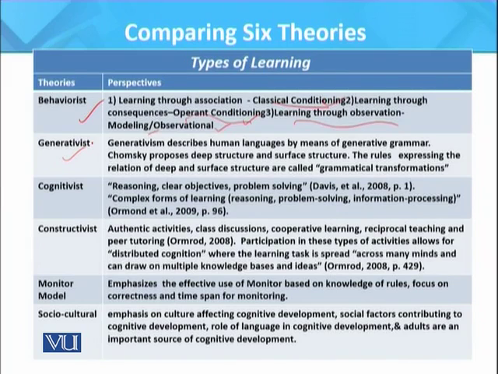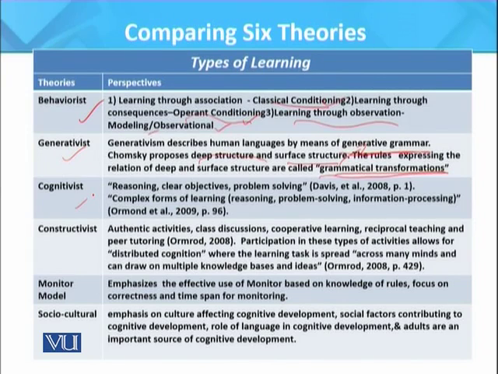Coming to generativists, they describe human language by means of generative grammar. So here the type of learning is based on generative grammar. Chomsky proposes deep structure and surface structure. Deep structure is a hidden structure based on rules, and surface structure is the outer manifestation of those structures where you generate. The rules expressing the relation of deep and surface structure are called grammatical transformations. So the types of learning explained by generativists are based on generative grammar and transformational grammar.